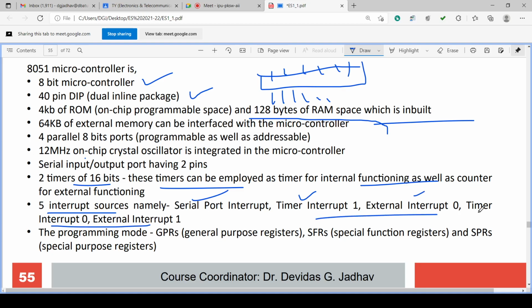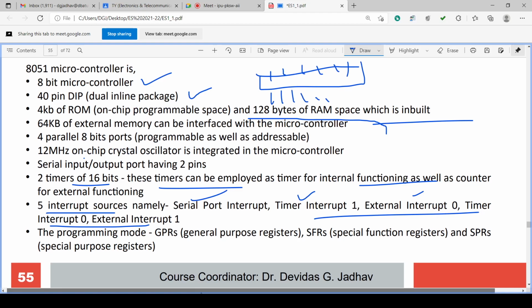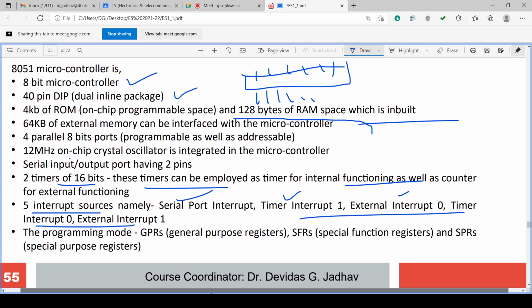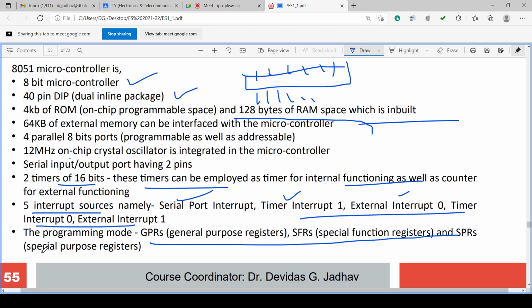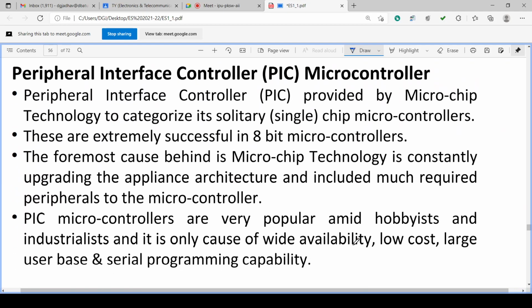All these are there. The programming modes are either GPR, general purpose registers, or SFR, special function registers, and SPR, that is special purpose registers. So these programming modes are there.